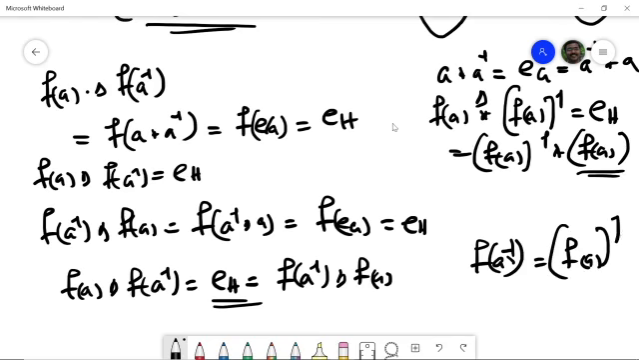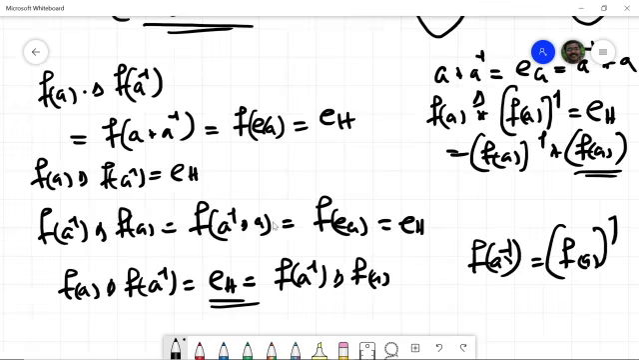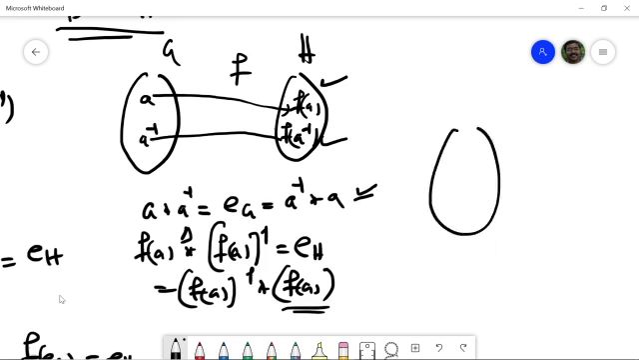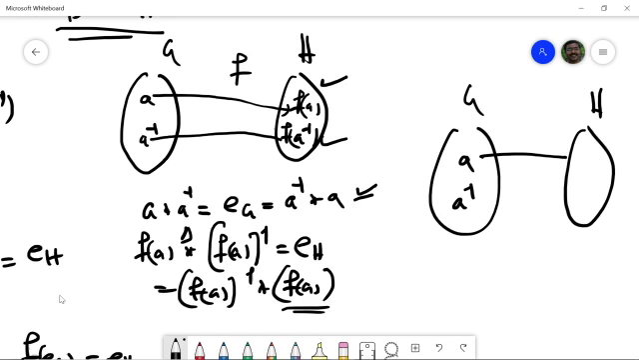So what do you get? You have a set G and H. You have taken element A and its inverse, and when this homomorphism acts, A becomes f of A and A inverse becomes f of A inverse. Now this result tells you that since the inverse of A is A inverse, on a similar note, the inverse of f of A will also be just f of A inverse.